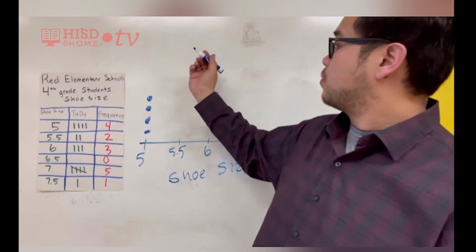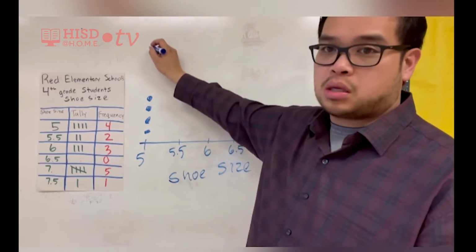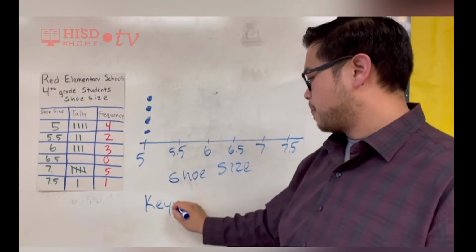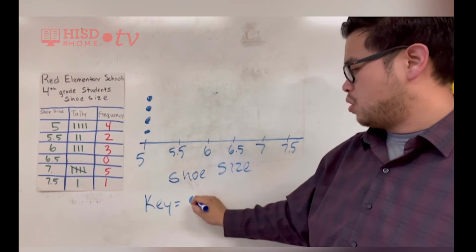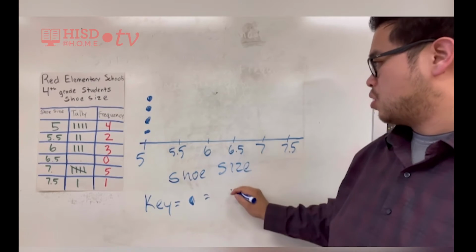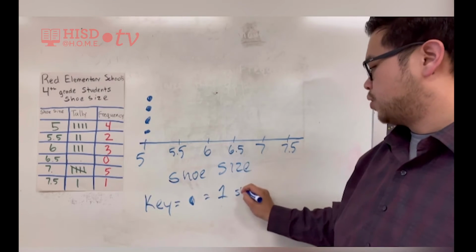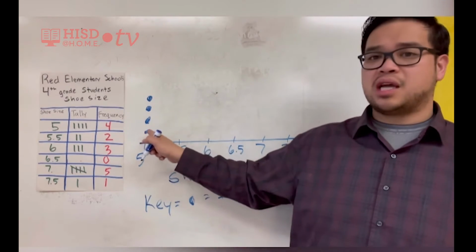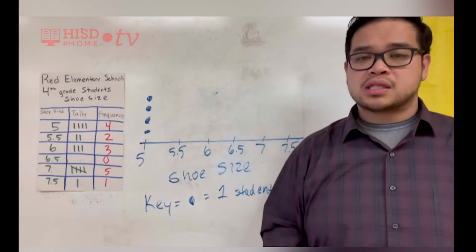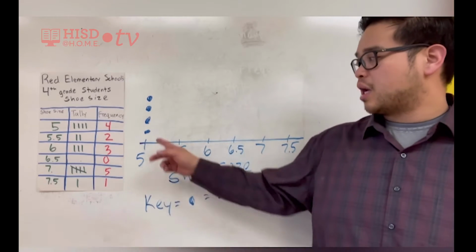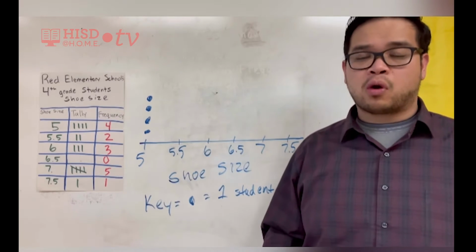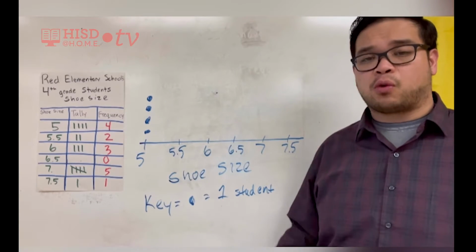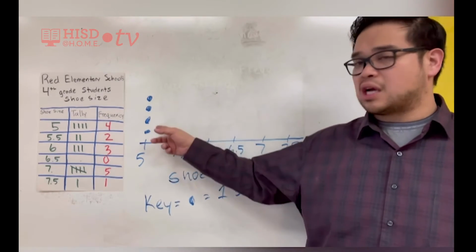So up here, I'm gonna write, actually I'm gonna do it down here. Key: 1 dot equals 1 student. That lets me know that this dot represents 1 student. Sometimes you will see that a dot can represent 2, 3, 4, or however many students you want it to represent, but that's what the key is for. It's for you to identify what these dots represent.